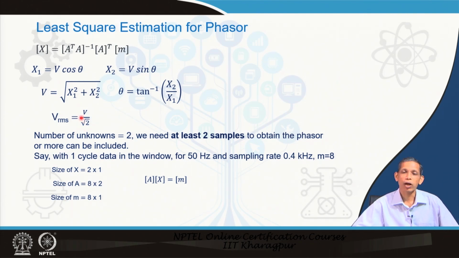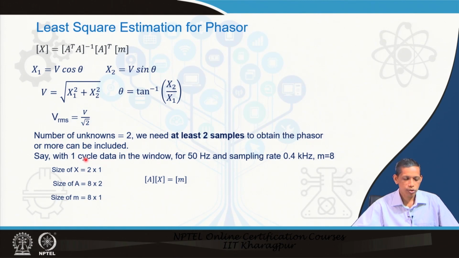So, this is how you can model the corresponding sinusoidal signal for power system relaying applications in the least square estimation sense. Now, in these formulations we saw that there are two unknowns, x1 and x2. So, we need at least two measurements, two samples, V1 and V2, to obtain the phasors. If more measurements are available, you can also fit them in the least square sense.